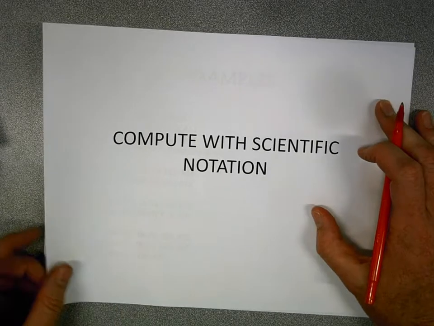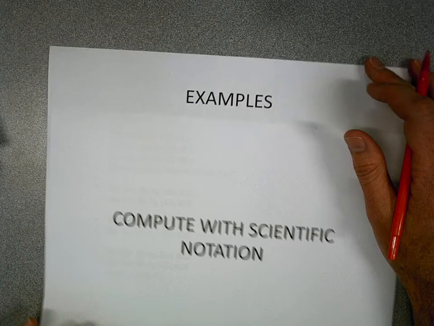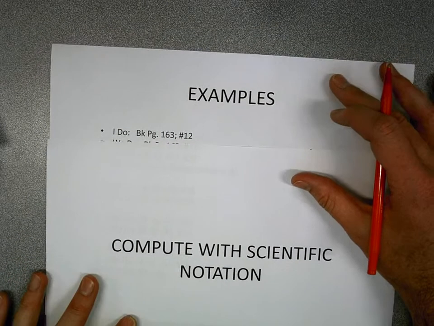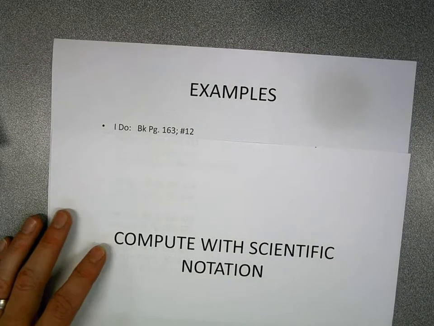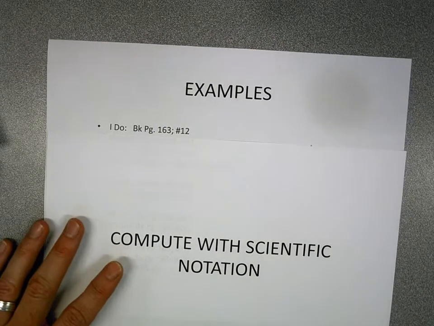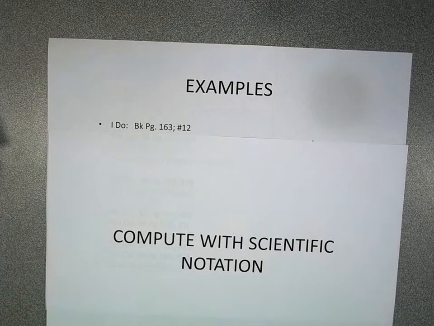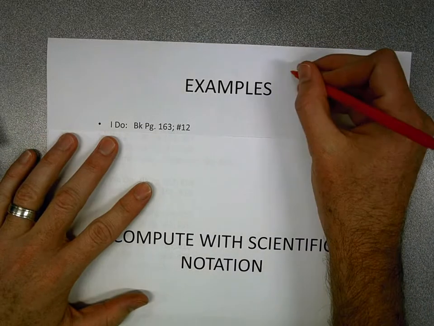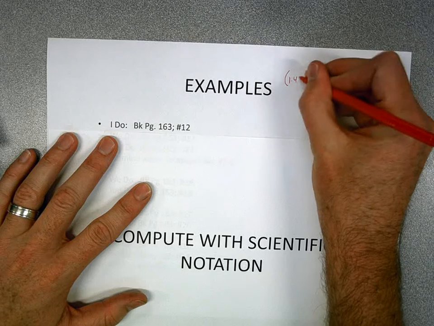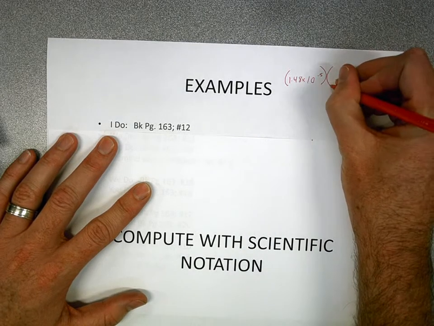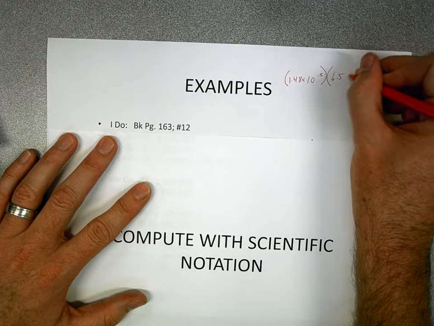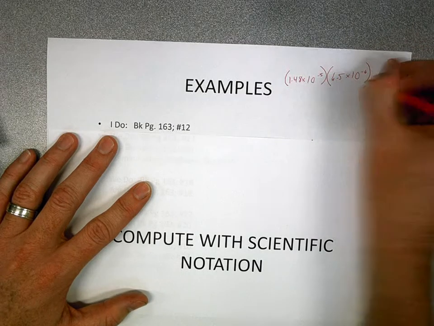All right, so let's go ahead and take a look at book page 163. This is one of those that I'm going to do. You're just going to watch, and then I'll let you write down the answer right afterwards. Number 12 looks just like this: 1.48 times 10 to the negative fifth times 6.5 times 10 to the negative sixth.